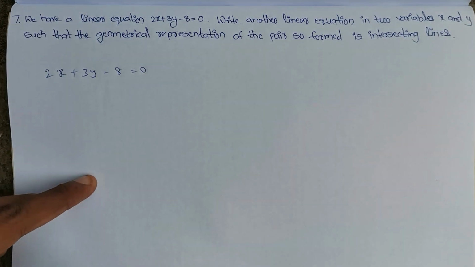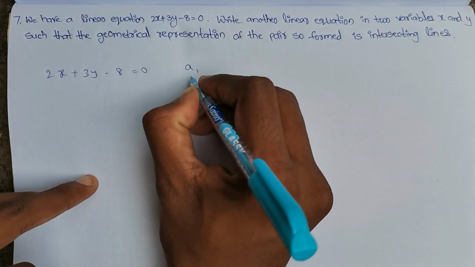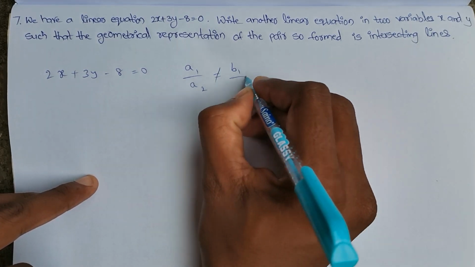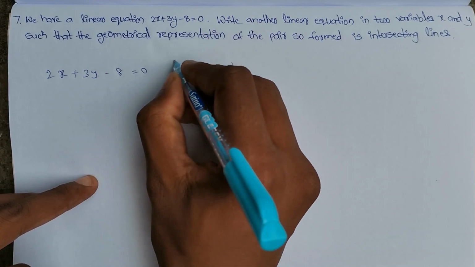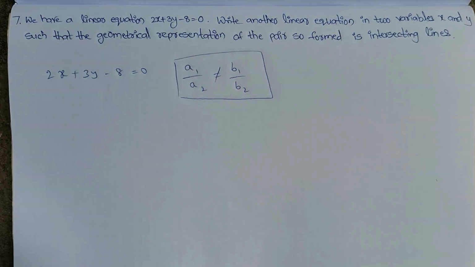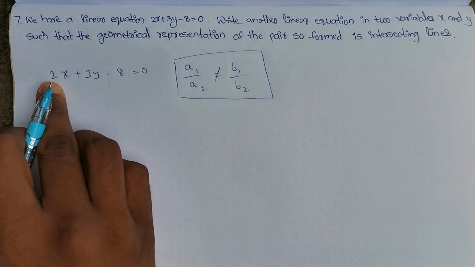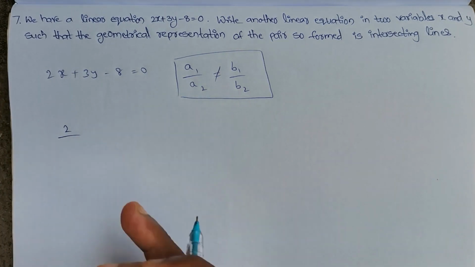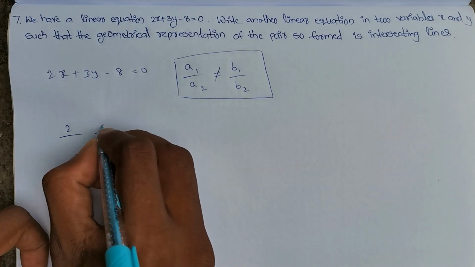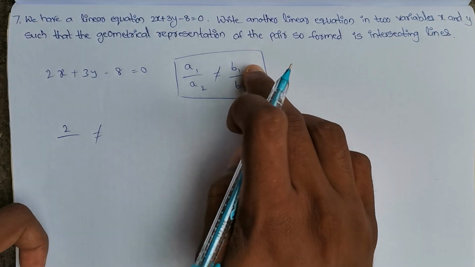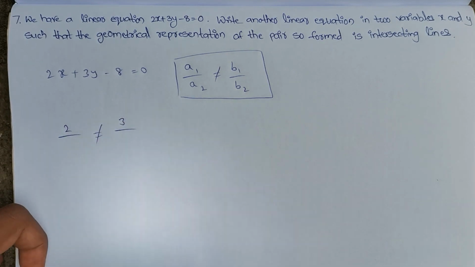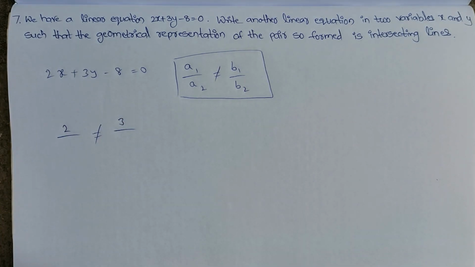Okay. For intersecting lines, what is the condition we have? A1 by A2 is not equal to B1 by B2. Now, here A1 is 2, divided by A2, we don't know, we need to find. That should not be equal to B1 by B2. Here B1 is 3 divided by B2, we don't know, we need to create.